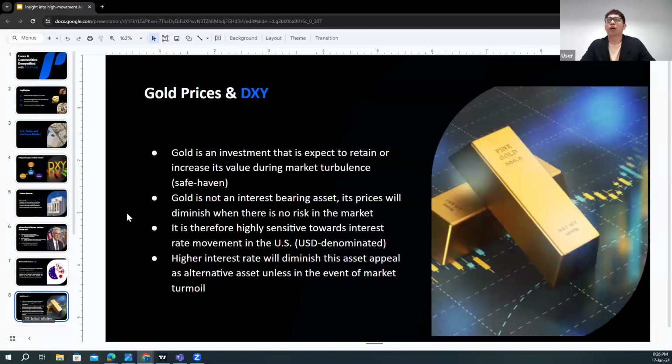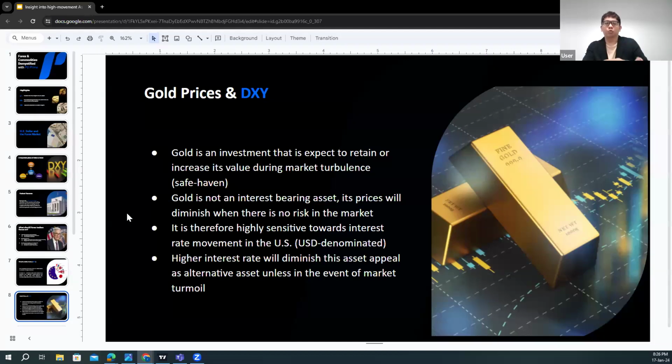Okay, and moving on is gold prices and their relationship with the dollar. Gold price itself has a very unique characteristic. We often call it a safe haven asset. It often appreciates in value when something happens in the markets where we don't know what the aftermath or the result will be.